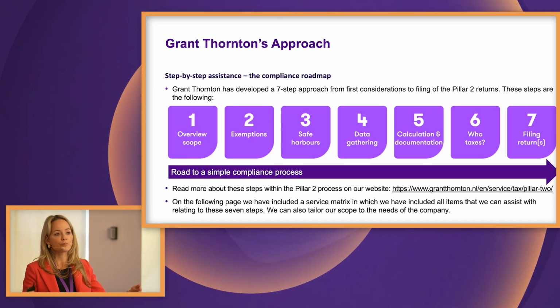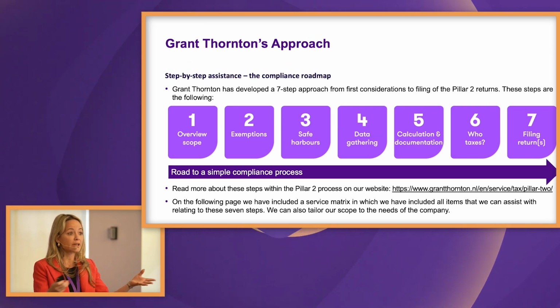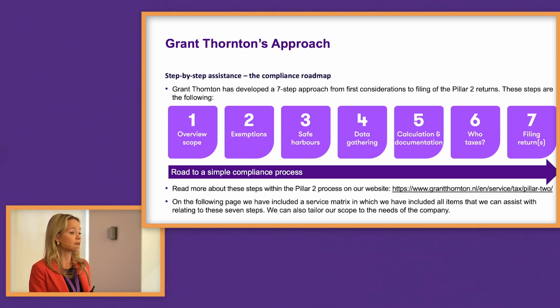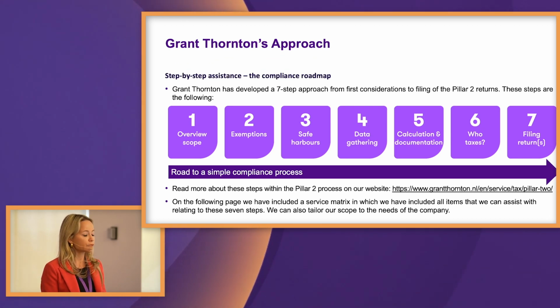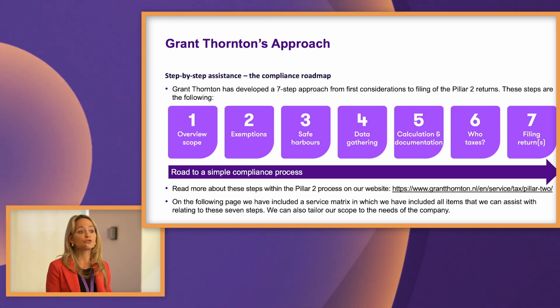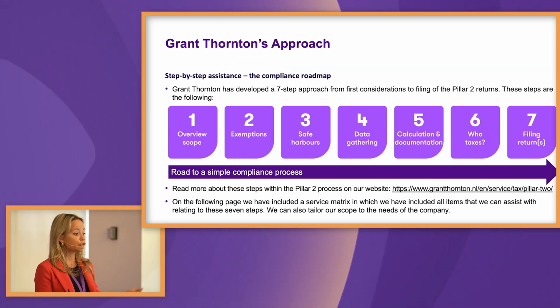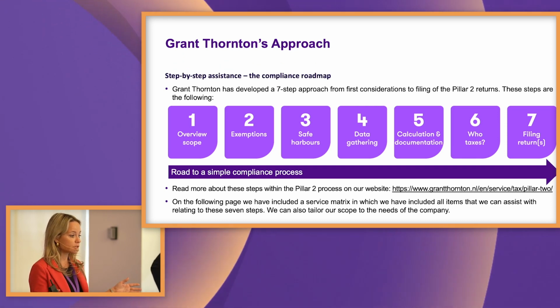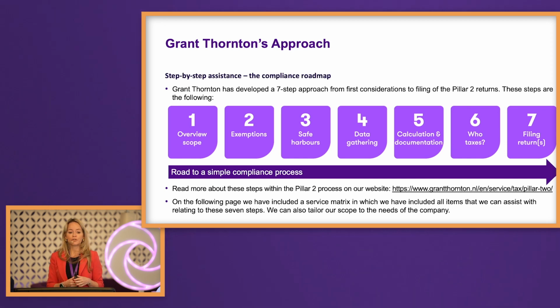And how does that compliance roadmap look like? So what is our approach, and what would I recommend anyone who falls under these rules to look into? So first, look at the scope. Do you fall under the rules? Do you have a group with a turnover of 750 million? Do you fall under one of the exemptions? Are there safe harbors in your group structure?